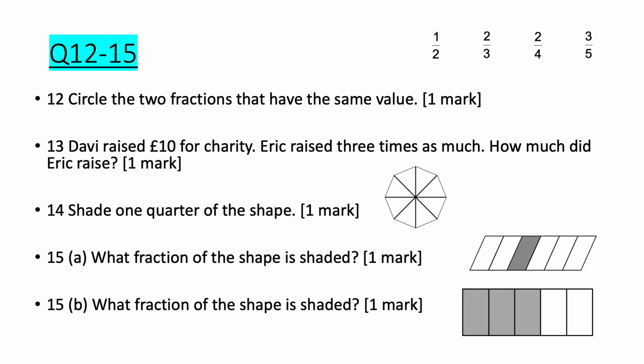Right, guys, question number 15. Circle the 2 fractions that have the same value. Well, a half and 2/4 are what I call equivalent fractions. Okay, so they have the same value. So these two are both the same, because 1 times 2 is 2 and 2 times 2 is 4. So they are what I call equivalent fractions.